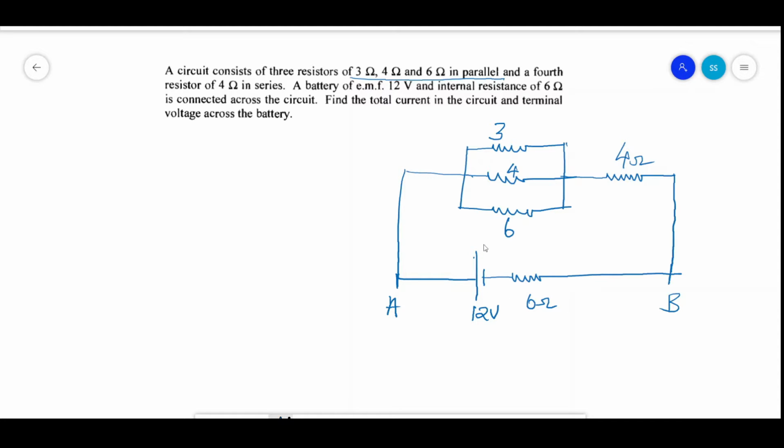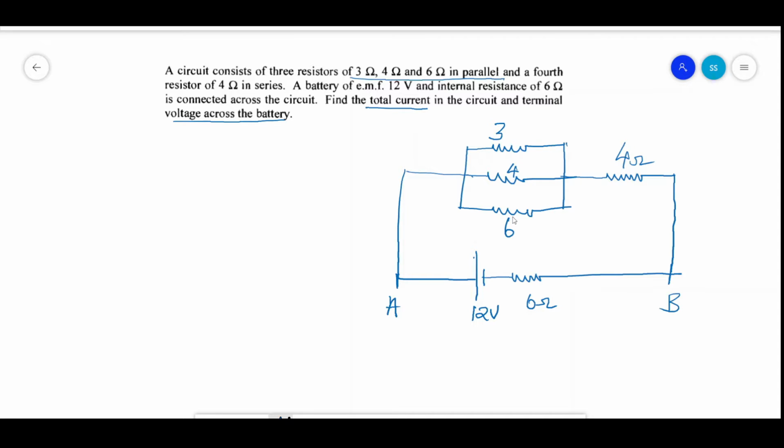Okay. So now the first question is to find the total current in the circuit and the terminal voltage across the battery. So as we see here, the second part, we are actually looking at the voltage between A and B. Okay. So now we can try to find the answer to the first question. So in order to do that, we can find the entire resistance of this entire circuit.